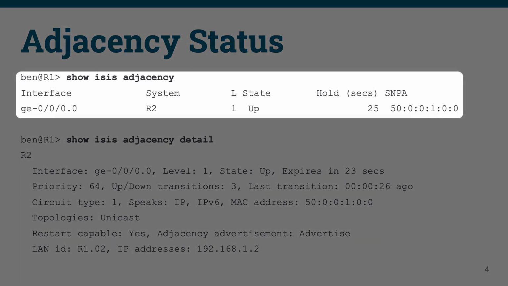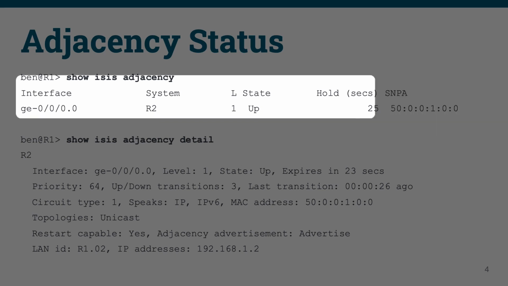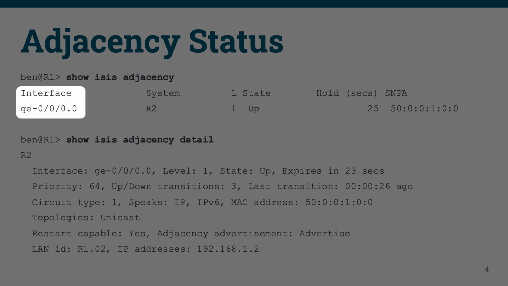Using the show isis adjacency operational mode command, we can see some summary information about each adjacency that is formed from R1's perspective. We have the interface that the adjacency is formed over, the hostname of the remote system that we've formed an adjacency with, the level of the adjacency, the current state, the hold time remaining before the adjacency will be considered down if an IIH is not received, and finally the SNPA address, or the subnetwork point of attachment, which is the equivalent of the MAC address.